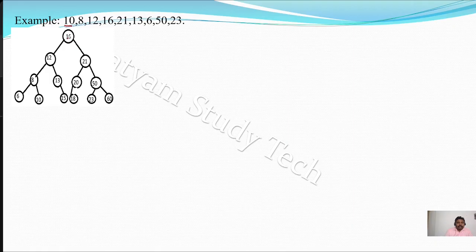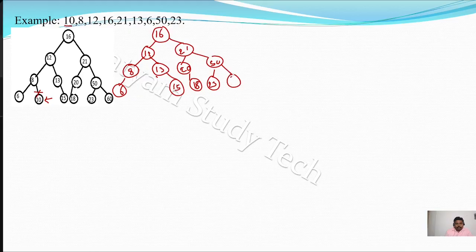So I have to find 10. First we compare with the root node. 10 is smaller than 16, so you check the left subtree. You compare with 12. Here also smaller, so you compare with 8. It is found here. Then it is a leaf node, so there are no children, so we can directly delete this node. After deleting, you can draw the tree here.